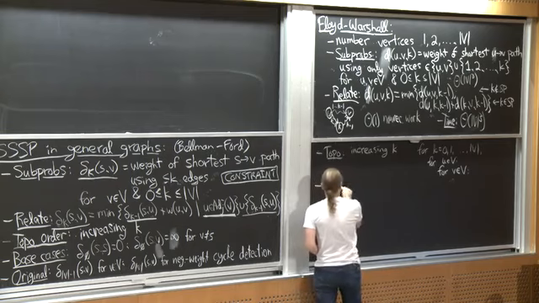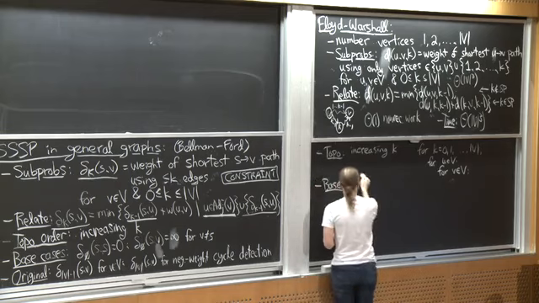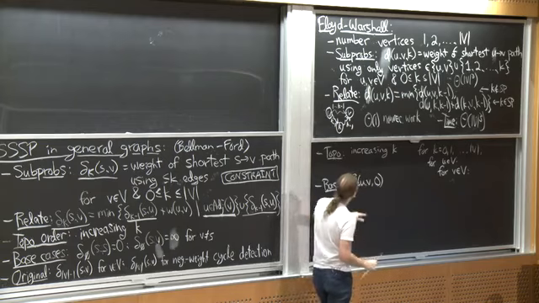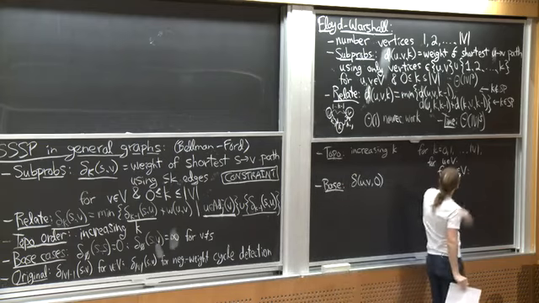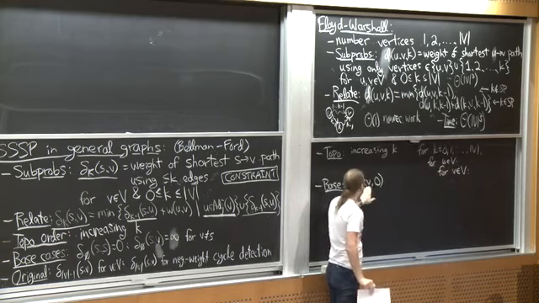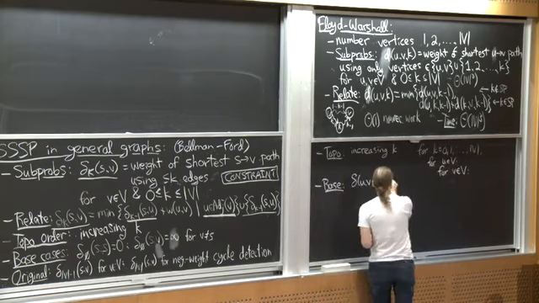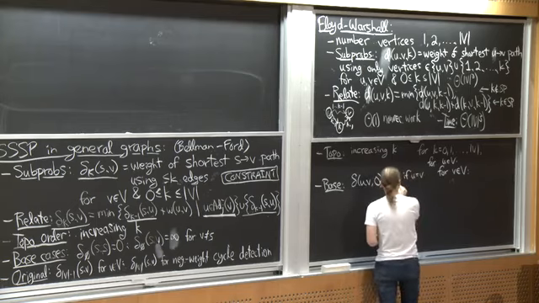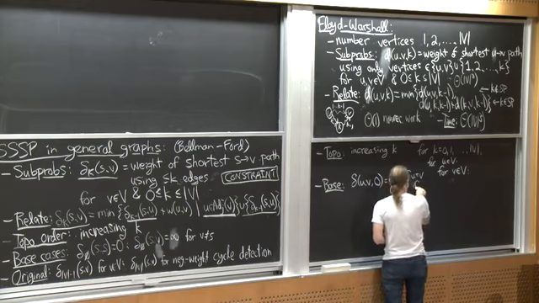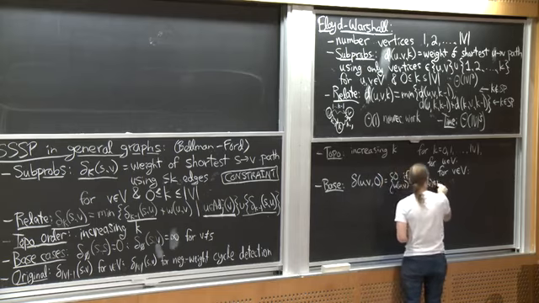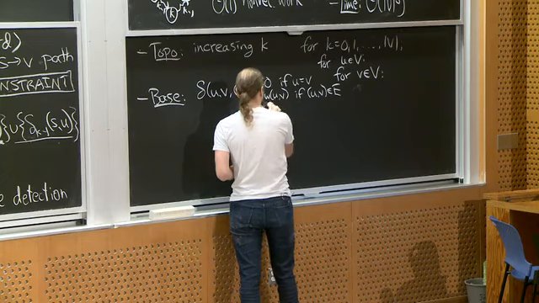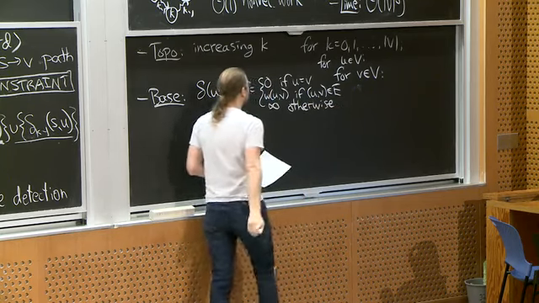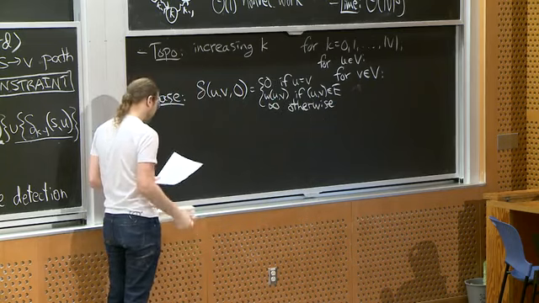Base case here is D(u, v, 0). So I have to define what that means. But when k equals 0, the 1 through k set is empty. So all I'm allowed to use are my vertices u and v. And so there are 3 cases for this. It's 0 if u equals v. It's w of uv if there's an edge from u to v. And it's infinity otherwise. OK, but easy base case, constant time for each.